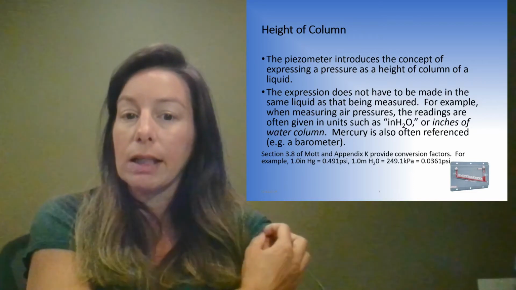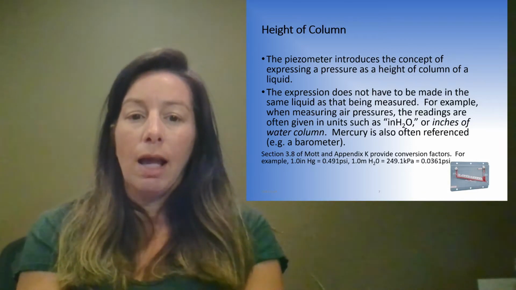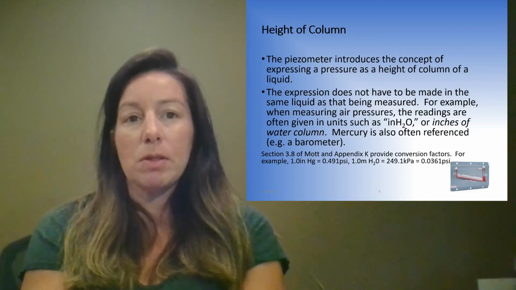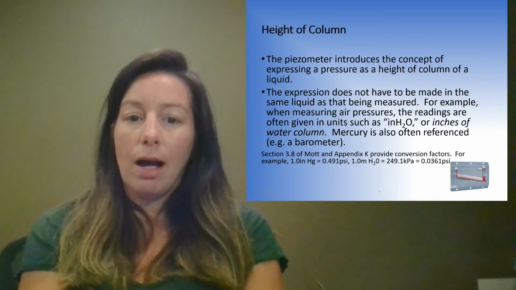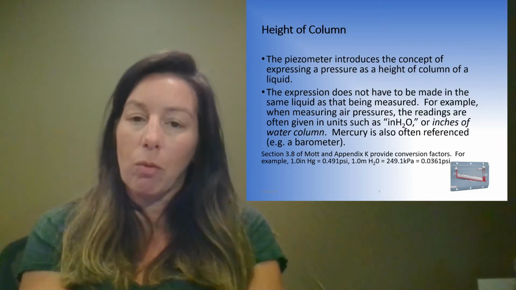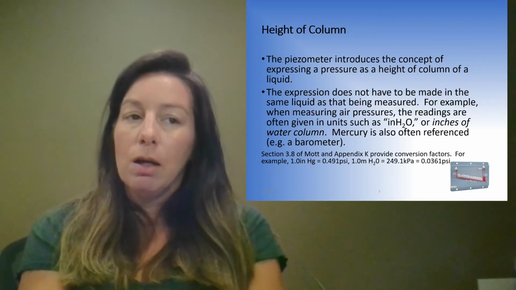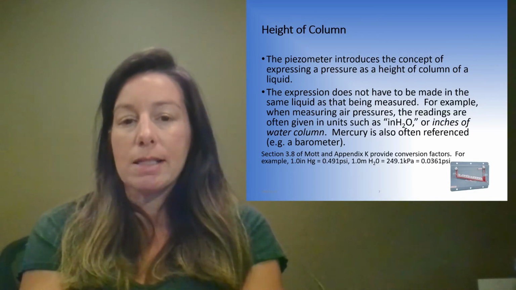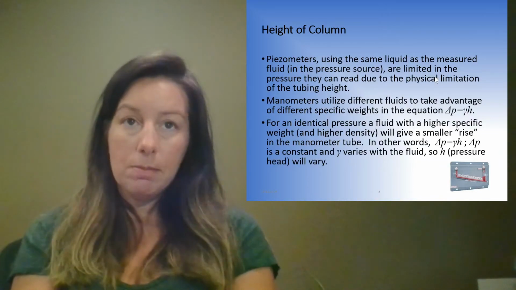So if you look at section 3.8 in the book, appendix 8K provides conversion factors, for example. 1 inch of mercury, Hg, is equal to 0.491 psi. 1 meter of water is equal to 9.81 kPa, which is equal to 1.42 psi, pounds per square inch. Okay, so there's a bunch of little conversions in there. We'll be using them.